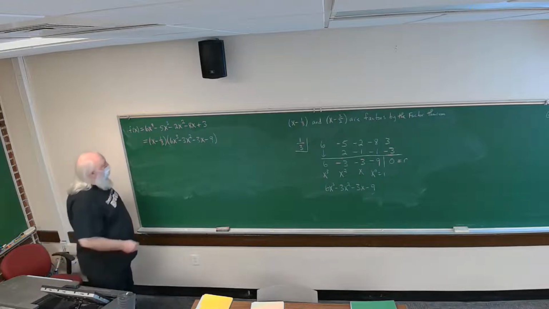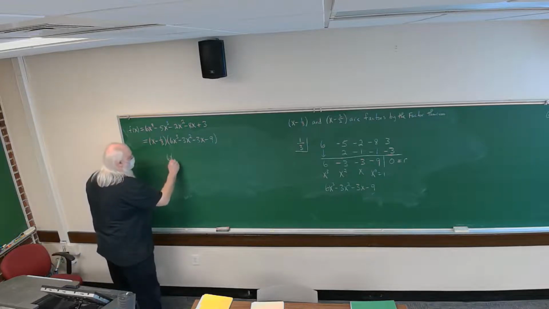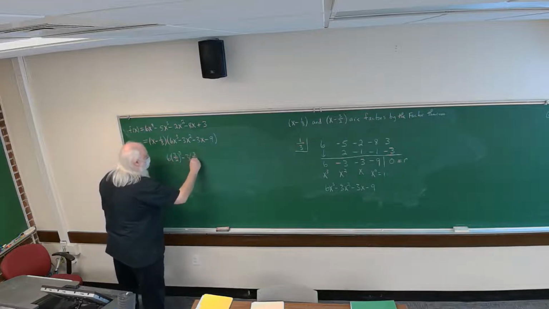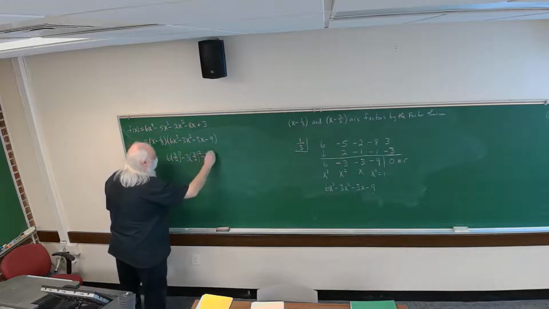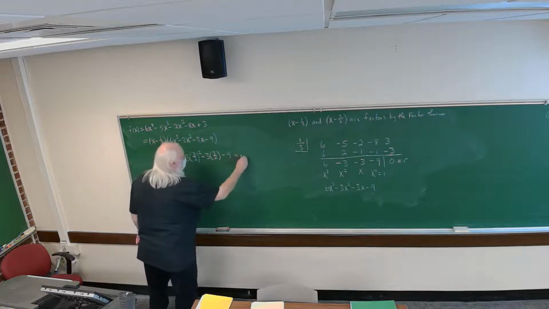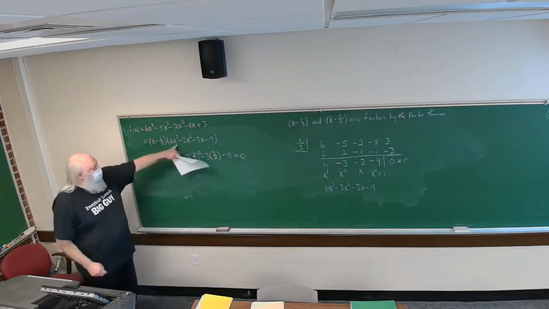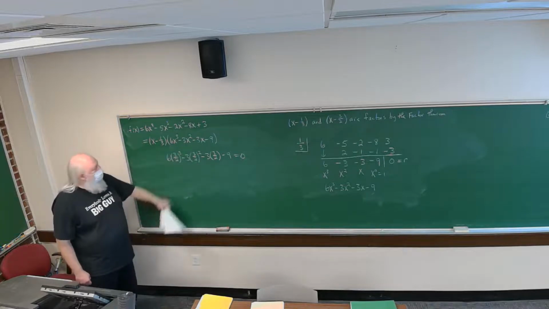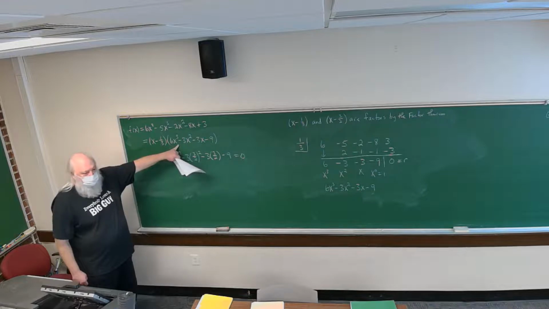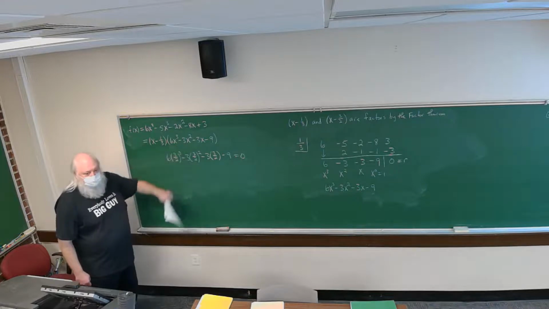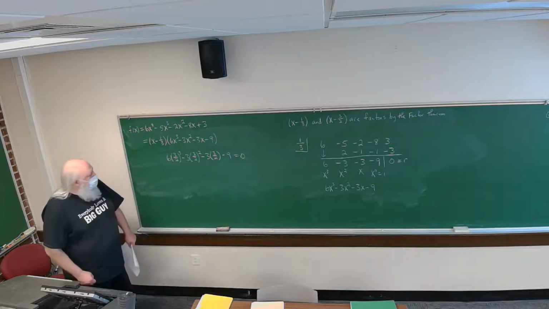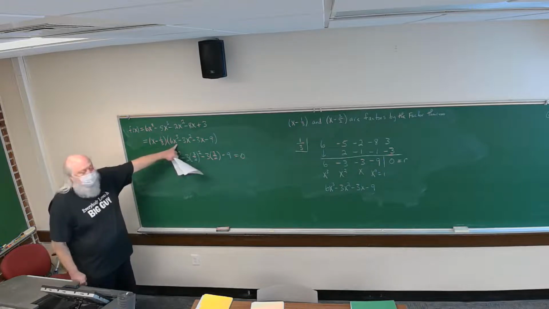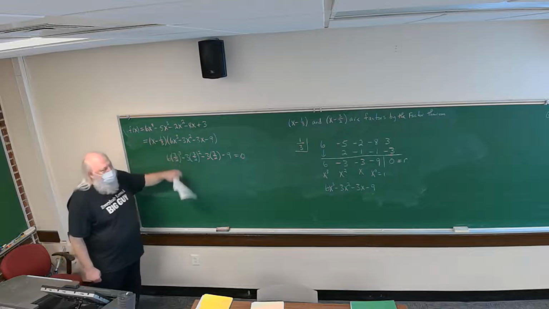Okay? So 6 times 3/2 cubed minus 3 times 3/2 squared minus 3 times 3/2 minus 9 better equal 0, because this third degree polynomial contains the factor x minus 3/2, right? When we factor this third degree polynomial, one of the factors is going to be x minus 3/2. So we can divide this third degree polynomial by x minus 3/2.